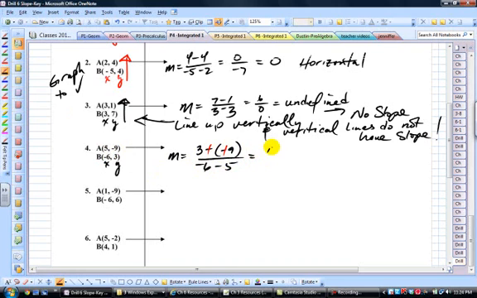And you get 3 plus 9, or 12, divided by negative 11. All right? And that's just a negative 12 elevenths. So you can keep this improper. Improper is okay here. Improper is okay with slope. Okay.